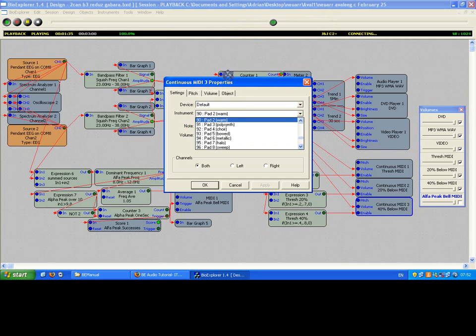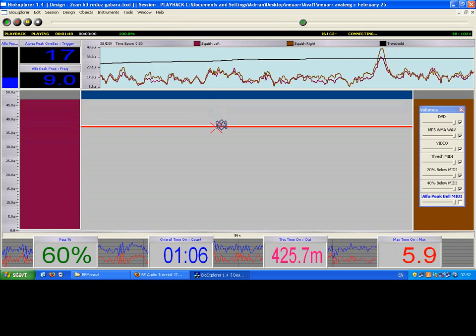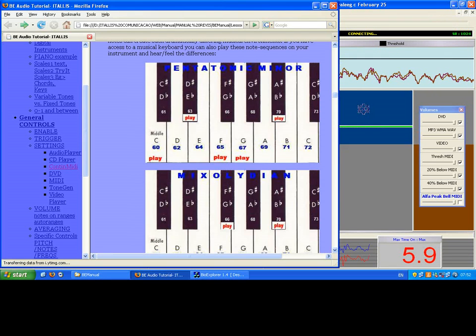A major in a pentatonic is first note, 4 more notes up, and then the 7th note up from the first note. So what's going to happen here? I have hit the threshold, it plays the first note. When I go past the threshold, 20% below the threshold, it plays the second note.